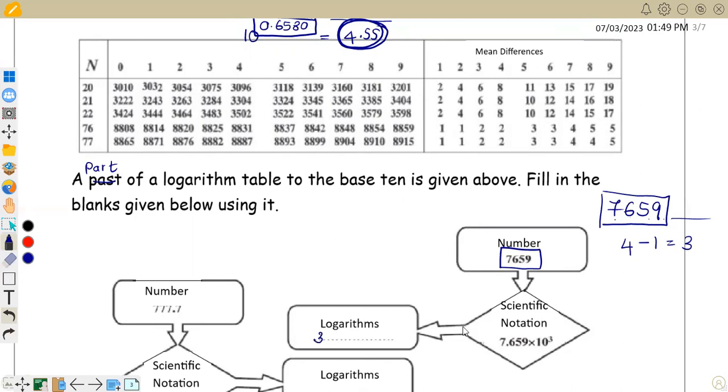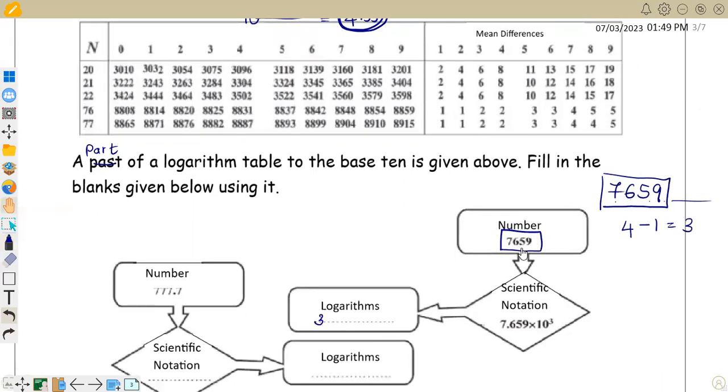And also this can be obtained using scientific notation, because when you write this in scientific notation, the number between 1 and 10 is 7.659. To obtain the same answer, this should be multiplied by 1000. That means 10 to the power of 3. Then here the index is 3. It is also equal to the characteristic. This is the short way to obtain the characteristic, or the other way you can obtain the answer is using scientific notation.